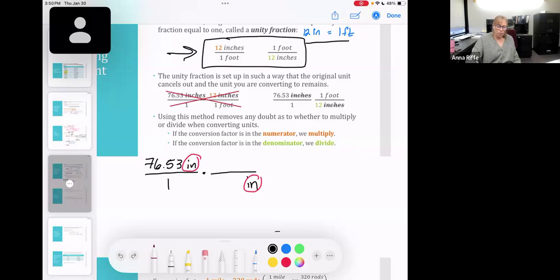If inches are on the bottom of the unity fraction that I chose, that means feet must be on top. I put feet on top. And then I could find the unity fraction that corresponds to that. It's this one. I can input my numbers. 1 goes with the feet. 12 goes with the inches. Okay, great. And now, as noted, those inches will cancel because I have inches on top and inches on bottom. Same factor, top and bottom. All right.